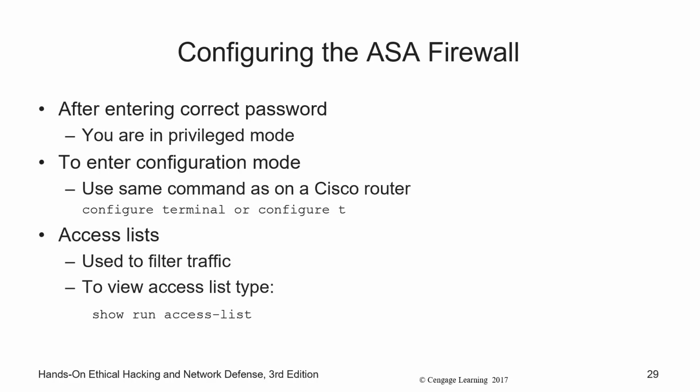When you enter a correct password, you're in privileged mode. If you want to enter configuration mode, here's the command. And access list, just like on the Cisco routers, again, used to filter traffic. And you can view an access list type through show run access-list.